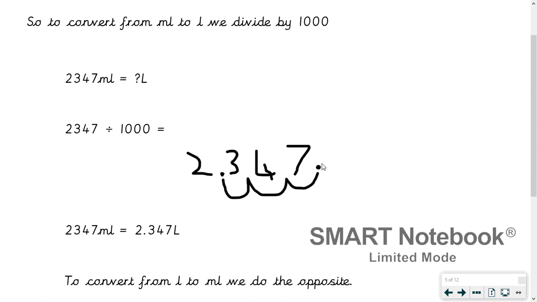So we write 2,347 and we have our imaginary decimal point at the end. 1000 has 1, 2, 3 zeros, so we're going to do 3 jumps. 1, 2, 3. So there is the decimal point in here. All of these numbers are behind the decimal point. This one stays in front. So 2,347 millilitres is 2.347 litres. Simple as that. Divide by 1,000, move the decimal point.